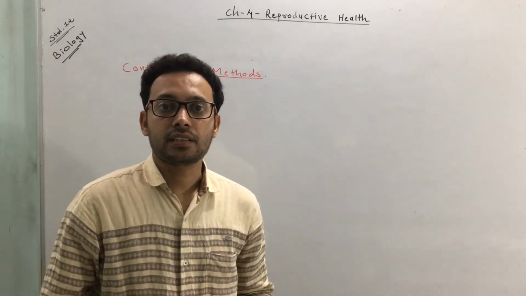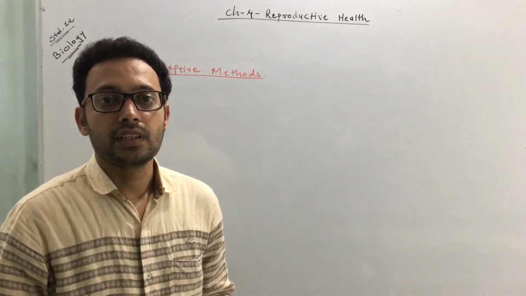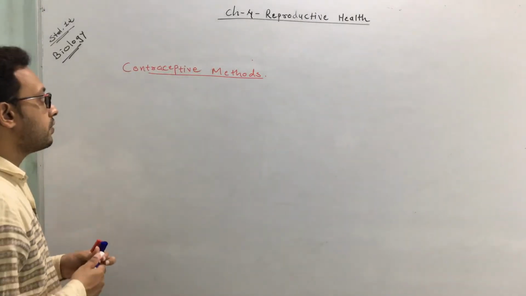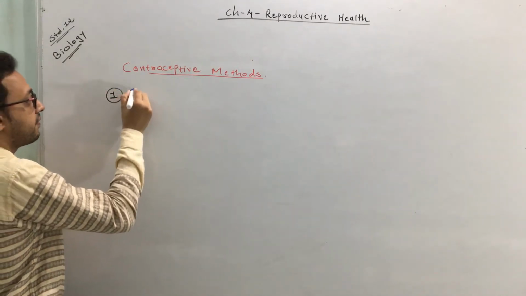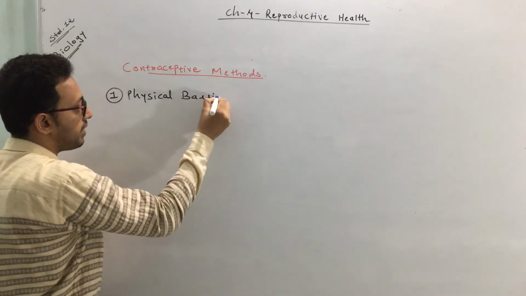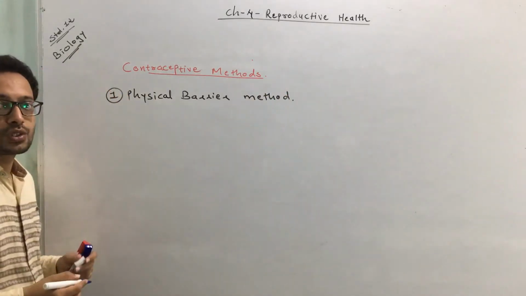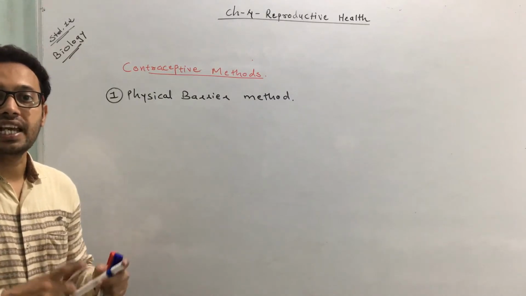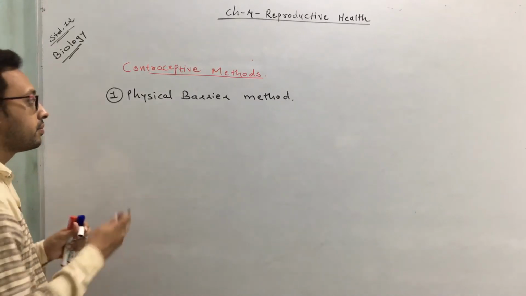But before we start the other methods of contraception that have been left, we just revise the names of contraceptive methods. So what are the different names of contraceptive methods? The first method of contraception is the physical barrier method. Which one is a physical barrier method? In the physical barrier method, condoms, diaphragms, and cervical caps are used, which act as a physical barrier to prevent a meeting of sperm and ovum.